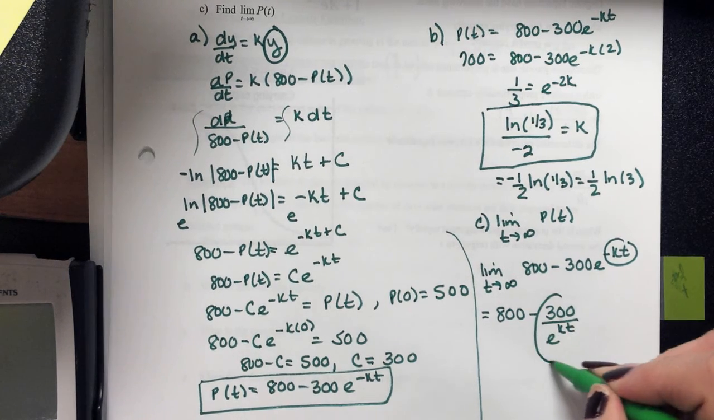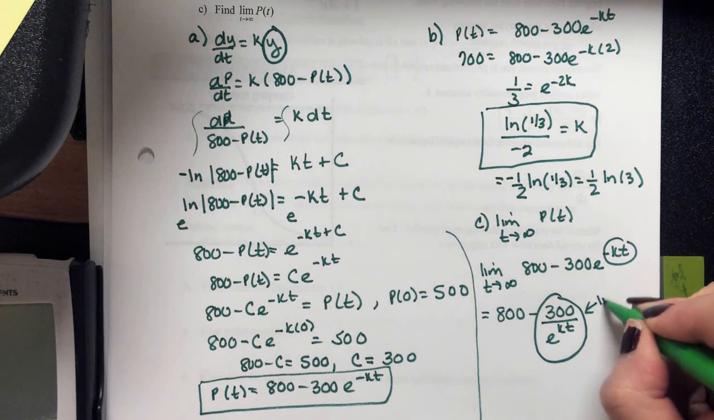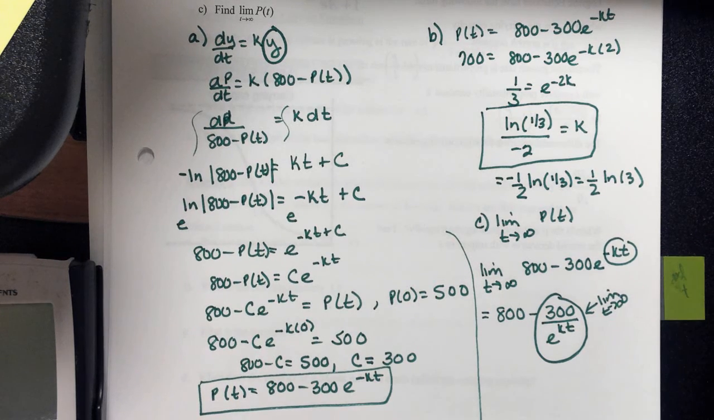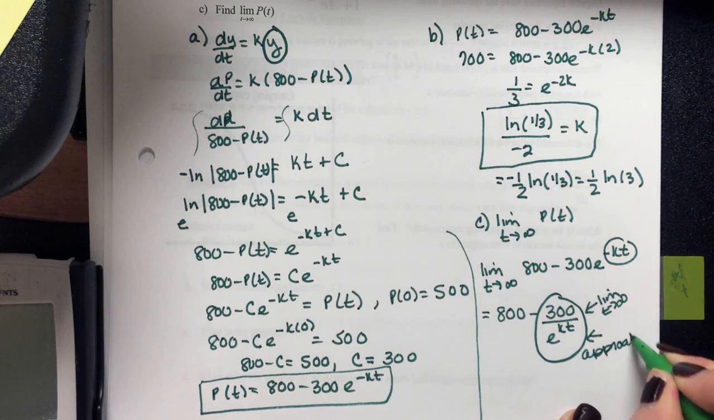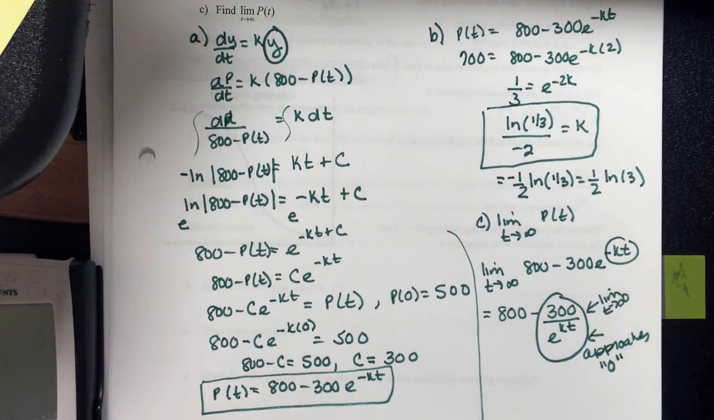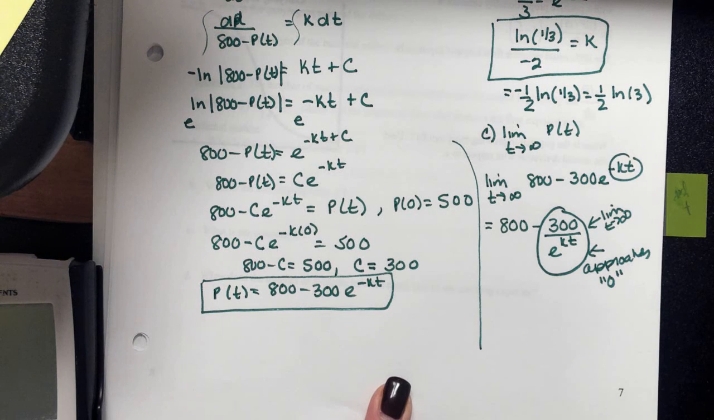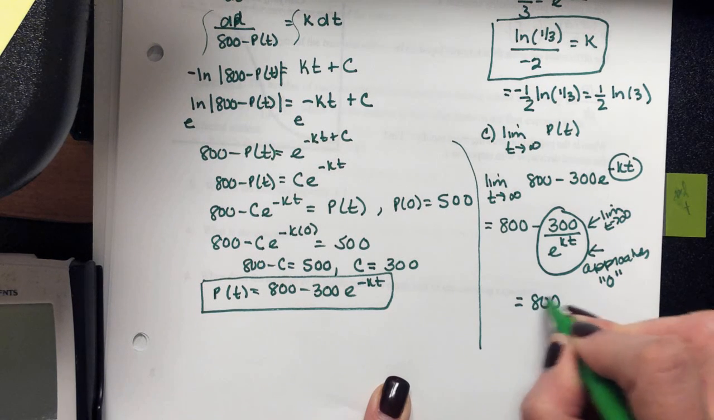So I want to find the limit as t approaches infinity. Again, it's the t value that's approaching infinity. So 300 is a large number, but infinity, I can make that a much larger number. What's happening with this fraction, 300 over e to the kt, as t is getting larger and larger? It's getting closer and closer to 0. So the limit of 300 over e to the kt is approaching 0. So then what's the limit as t approaches infinity of P of t going to be? That's simply going to be 800.